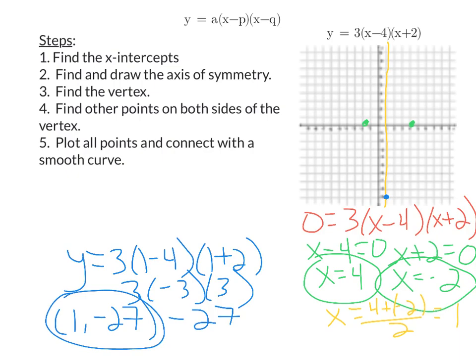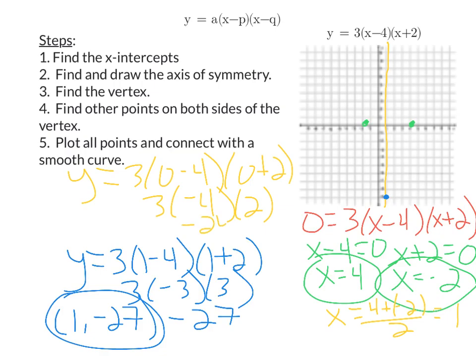To find the y-intercept, we plug in 0 for x. If I plug in 0 for x, I get y equals 3 times 0 minus 4 times 0 plus 2. So I'd get 3 times negative 4 times 2. 3 times negative 4 is negative 12, times 2 is negative 24. So I also know I have the point (0, -24) for my y-intercept.